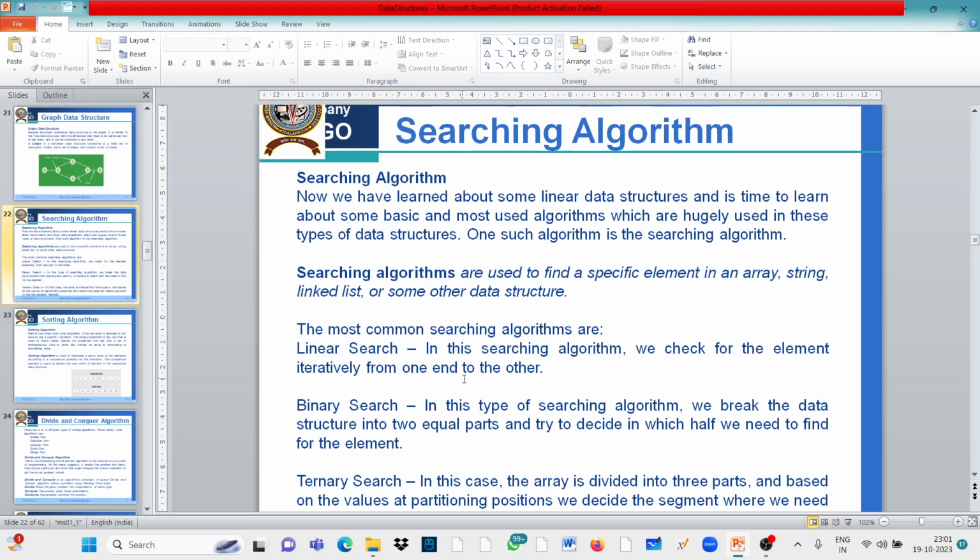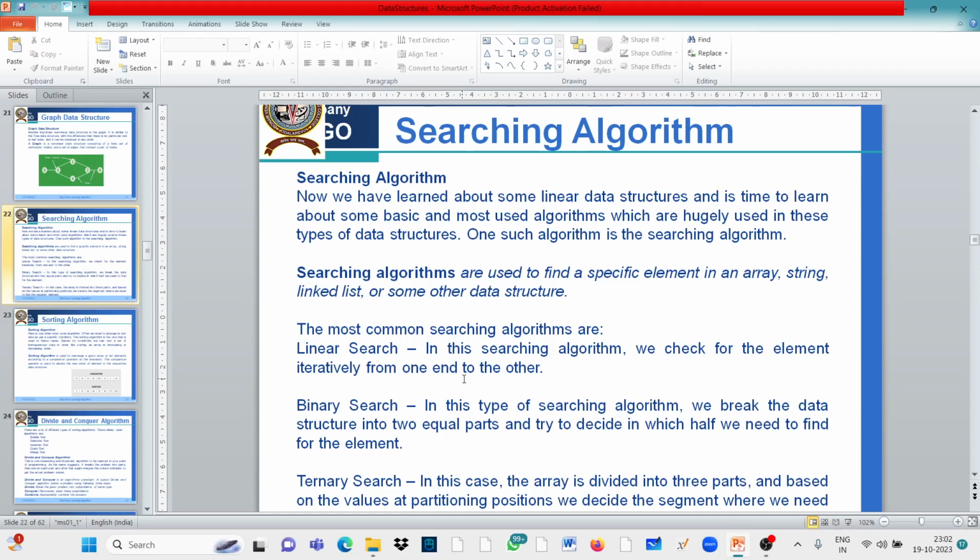What is linear search? In this searching algorithm, we check for a particular element iteratively from one end to the other end. This is linear. Try to understand. Then binary search: in this type of searching algorithm, we break the entire data structure into two equal parts and try to decide in which of these our element exists. So that means we make a binary search tree, something is less than, something is greater than, we compare the number. If it is greater, it will be to the right, if it is less, it will be to the left, right?